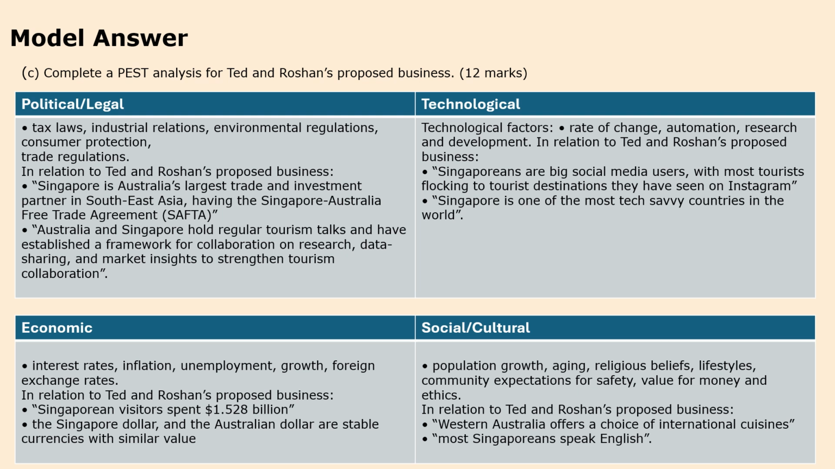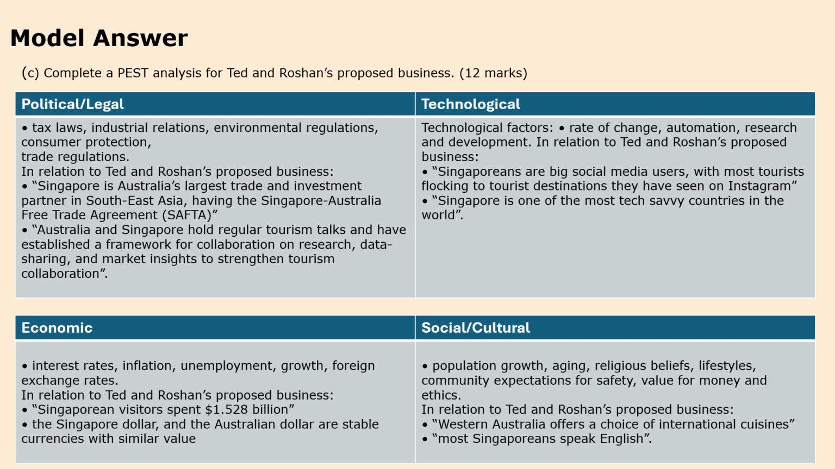So we know what each of the PEST things are, so you can see their direct quotes. In relation to Singapore, there is a free trade agreement. There's obviously lots of collaboration, so that's political and legal. In terms of economic, you can see the amount that Singaporean visitors spent. Also, it is a stable dollar with similar value between the Australian dollar and the Singapore dollar.